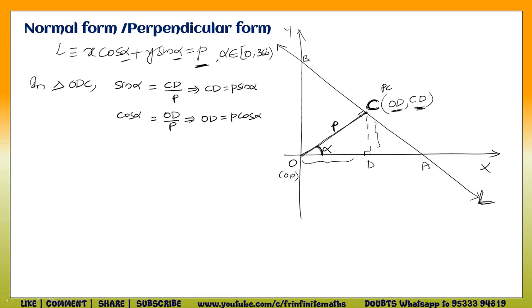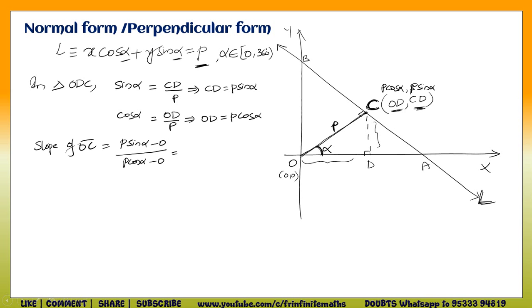So I can write it as p cos alpha comma p sin alpha. So I got the value of point C. Now I am going with the slope of OC. Slope of OC is given by, since we know two points, y2 minus y1 by x2 minus x1. So directly I can write p sin alpha minus 0 by p cos alpha minus 0.